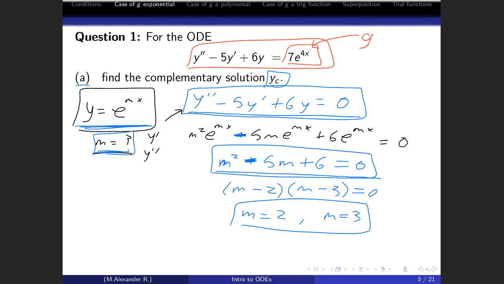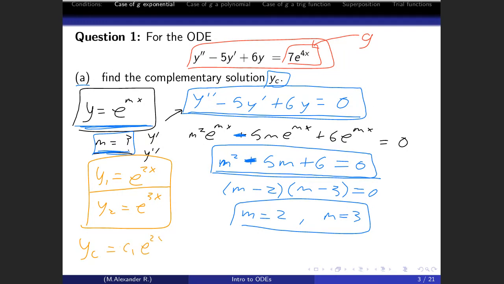So that means that our solution to the homogeneous problem is the following. We are going to write down the fundamental set of solutions, which is e to the 2x, and then the second solution is going to be e to the 3x. So that's our fundamental set of solutions. And our complementary solution is going to be the combination of these two functions. So c1 e to the 2x plus c2 e to the 3x. And that is the complementary solution that we were looking for. So again, this is just the solution to the homogeneous equation that we're looking at.